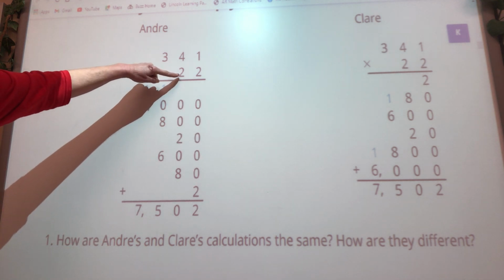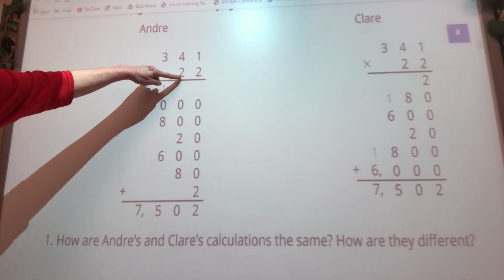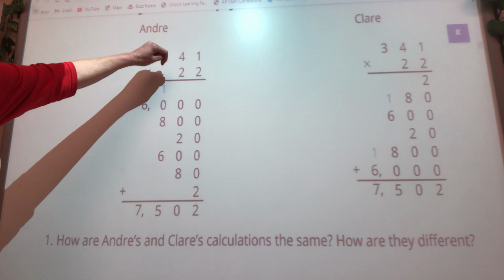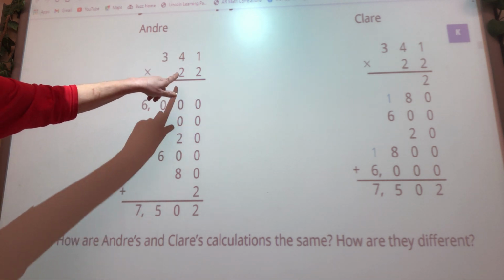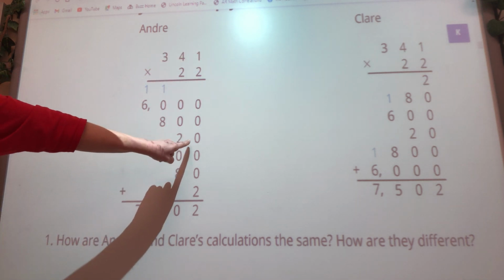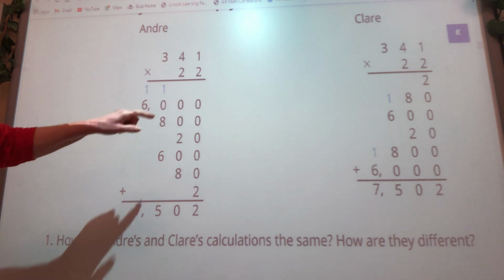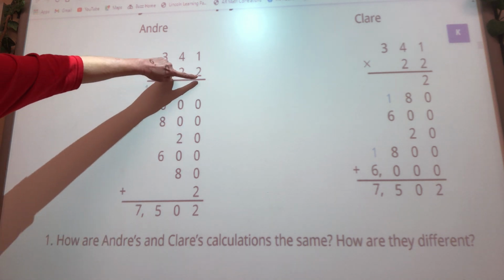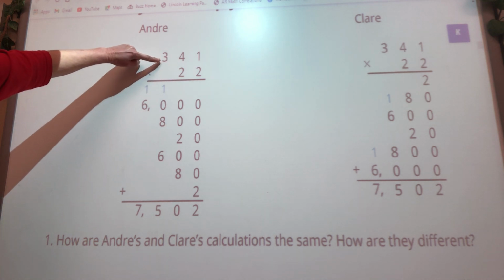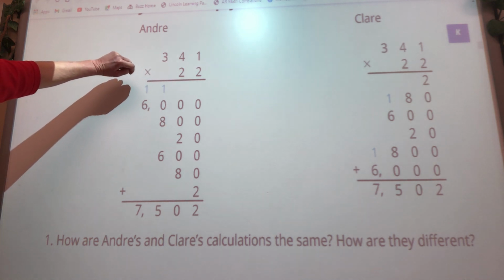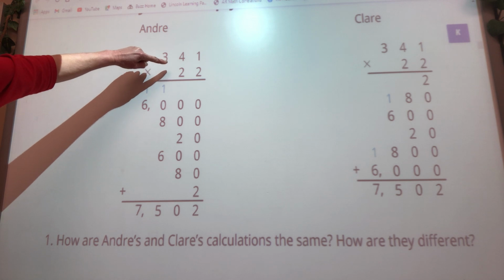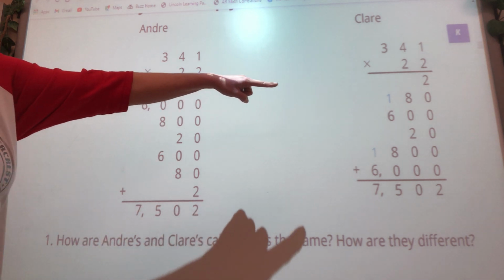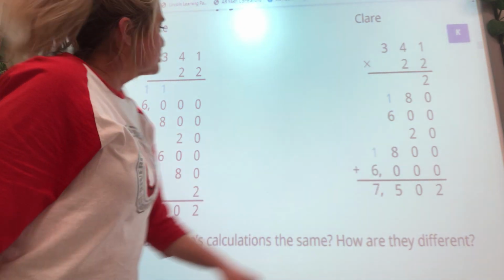On this one, this is in the tens place, so that would be a 20. And this is in the ones place, so your 20 times 1 would give you 20. And then Andre moved to this number. 2 is in the ones place, and 3 is in the hundreds place. So that would be 300 times 2 would give me 600. And Claire did that. She just did it first.